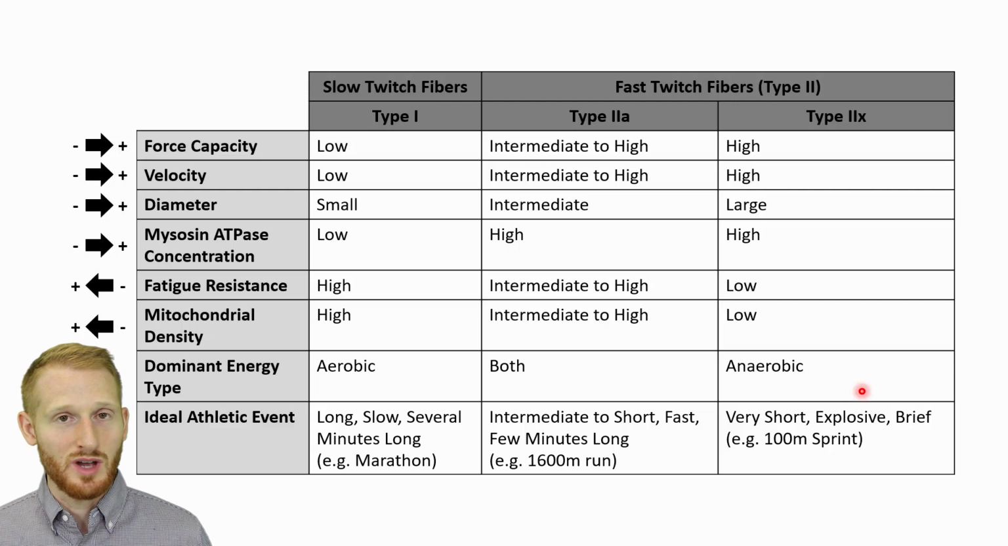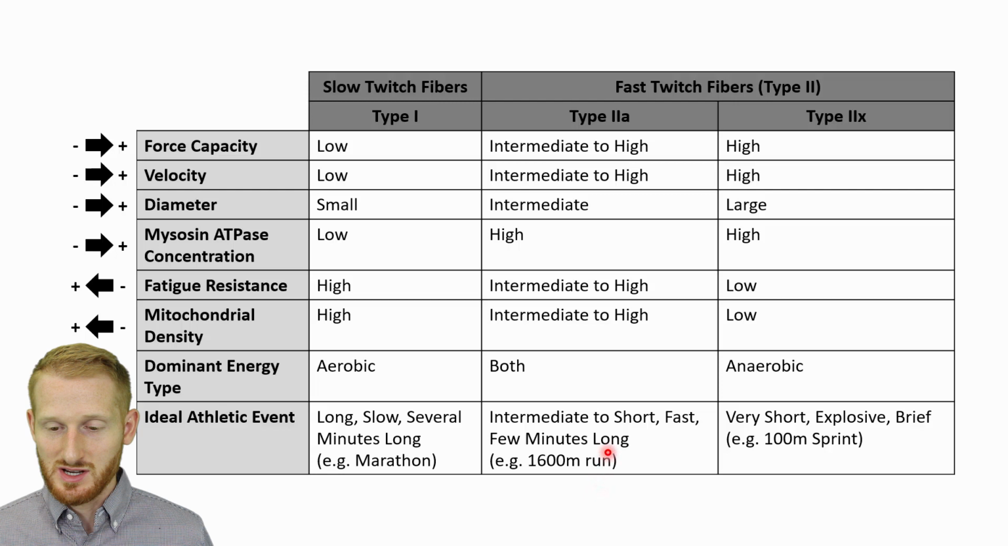The type 2Xs, the very fast, powerful ones that fatigue quickly, are going to be using more of the anaerobic energy sources. And the type 2As are going to be somewhere in between. The ideal event, so let's say you have a lot of one or the other of these. The ideal athletic event for type 1s, you're talking long, slow, 2 mile, 1 mile at least, so more likely 2 miles, 5K, up to a marathon if you're talking about running.